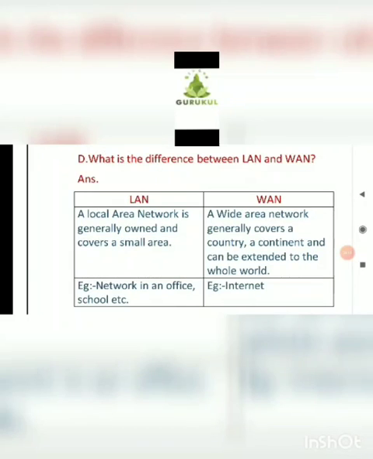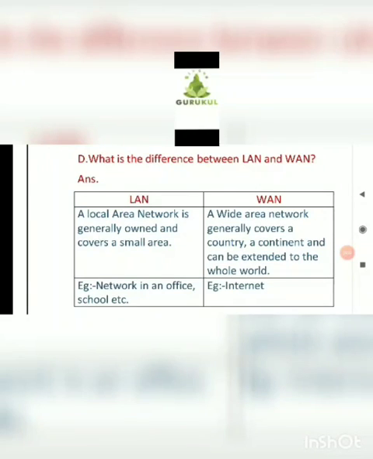What do you mean by LAN? A LAN or local area network is generally privately owned and covers a small area. If the network system is within a building, for example an office or maybe our computer lab, where a limited space is used to make the network system. Within a computer lab, many computers are connected with each other in a specific small area. So this is known as the LAN or local area network system. Example, a network in an office or school.